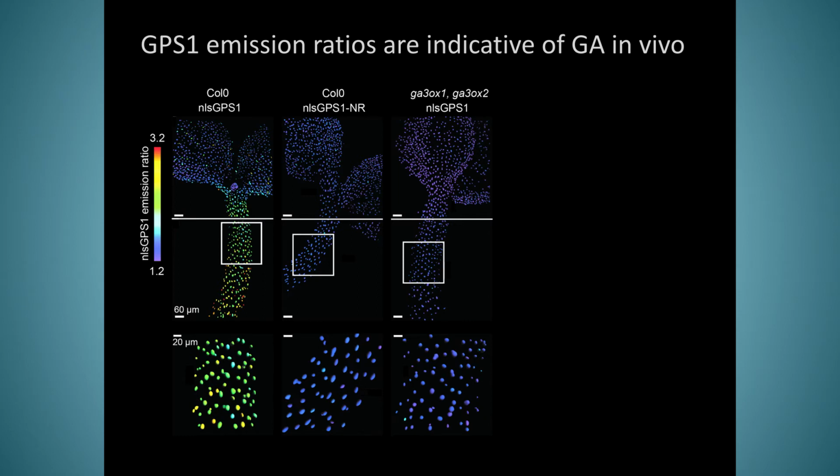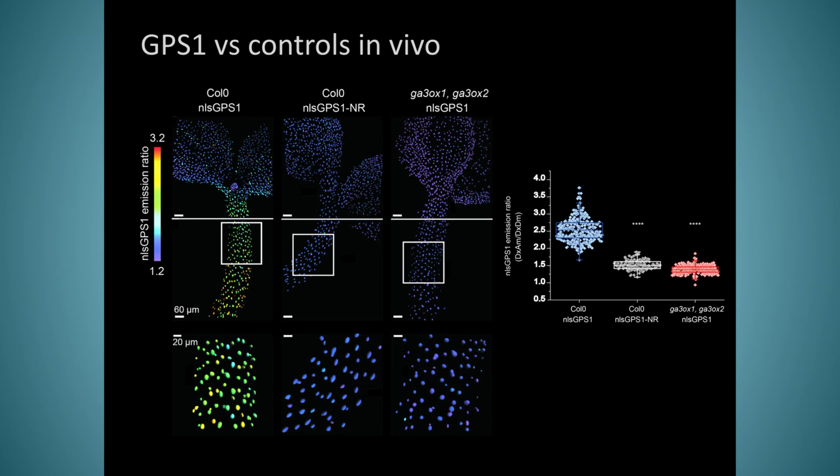And we can do another control to ask the question of what does it look like in a GA3 oxidase double mutant. This GA3 oxidase 1 and 2 double mutant has very low GA levels and all the expected low GA phenotypes. And this also does not show that distribution pattern that we saw with GPS1. We can quantify this by plotting some beeswarm and box plots of the nuclei in this region of the Arabidopsis hypocotyl. And you can see that there's higher ratios and an increased spread of ratios for the nuclei in GPS1 in Columbia. And then for the NR, we see lower ratios, and we lose that patterning, that spread. And the same is true for the GA3 oxidase double mutant.